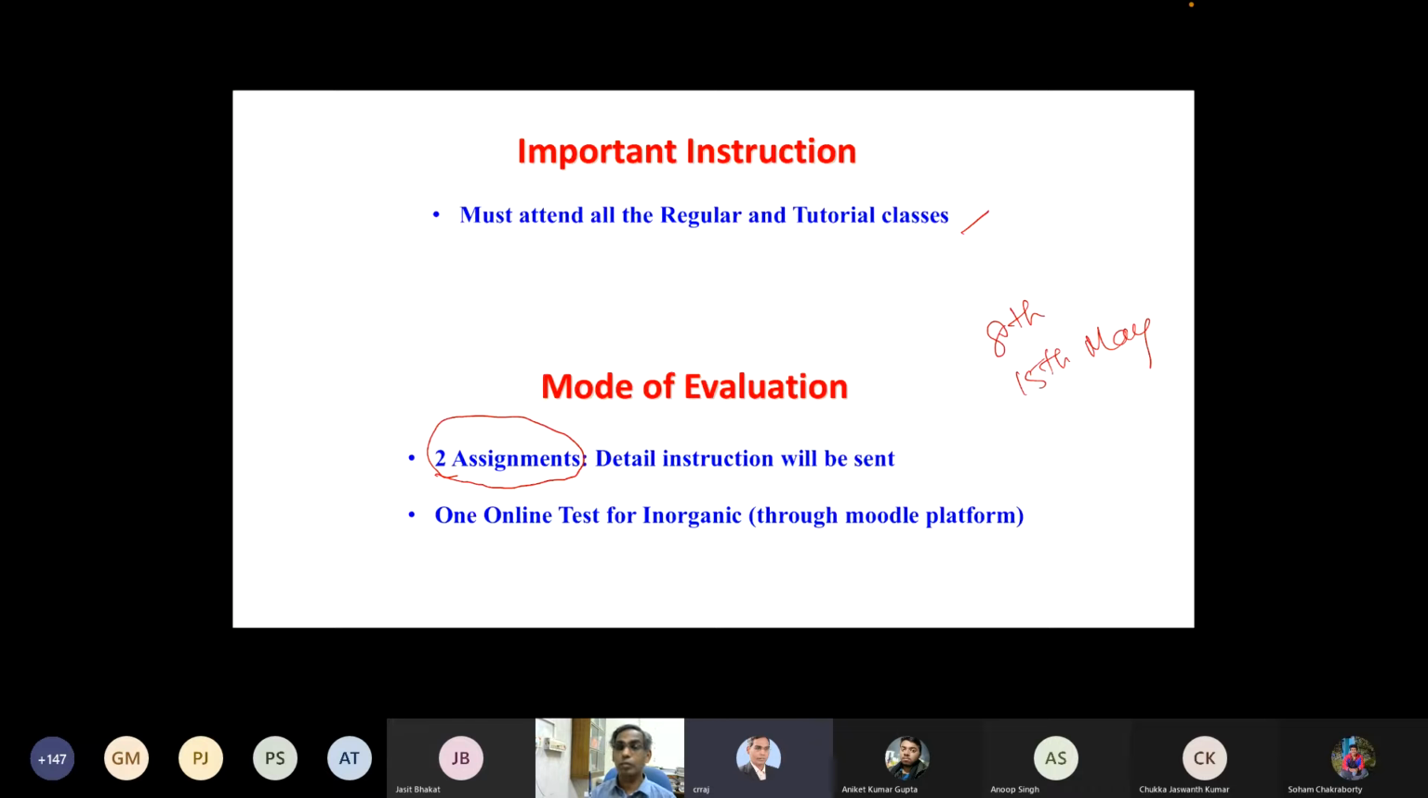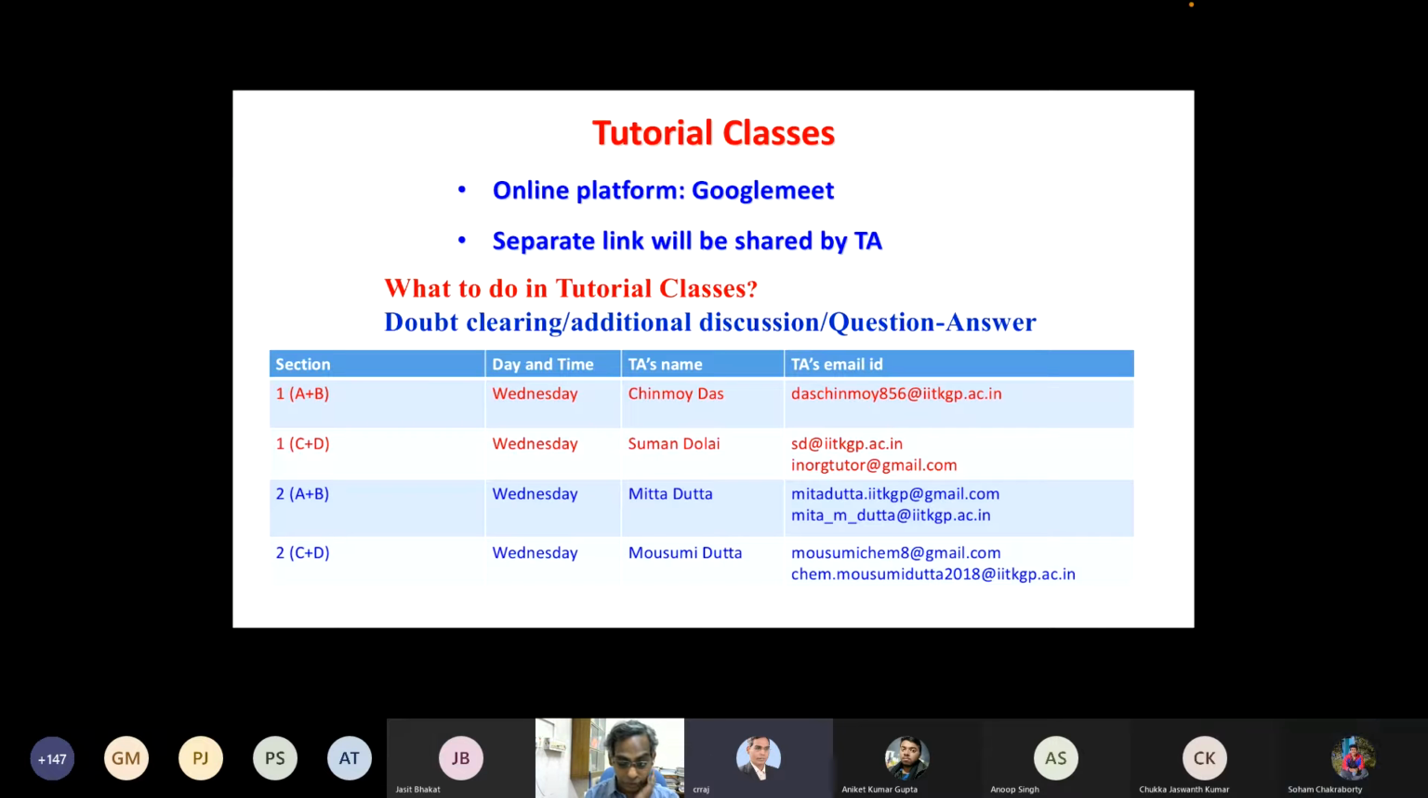And at the end of the semester, you will have the online test for the inorganic through the Moodle platform. Okay, please note it. Your assignments will be taken on 8th and 15th of May. This will most probably be 1 hour or 1.5 hours, preferably 1 hour, and will be conducted on Saturday, maybe in the evening hours, maybe 5 to 6. Or whatever time we will convene. Okay, right. So here are the tutorial class details.